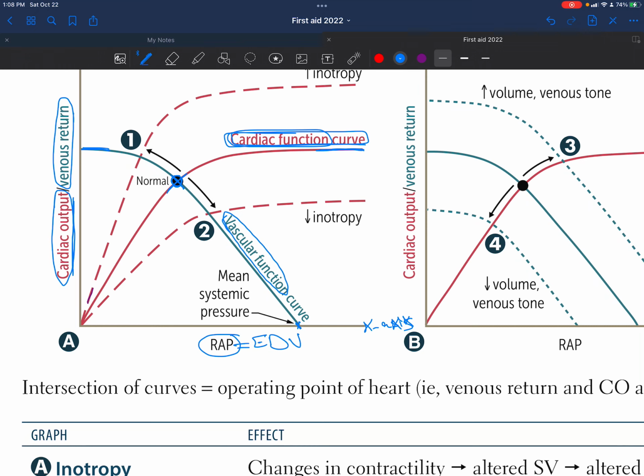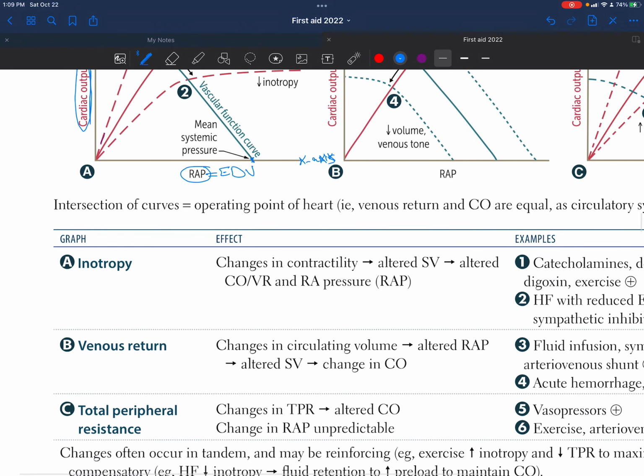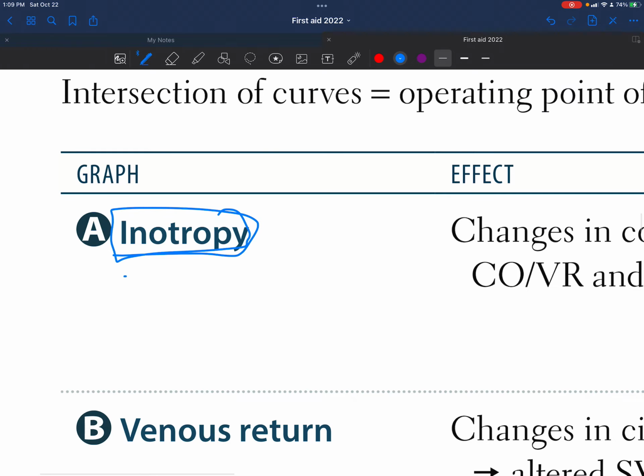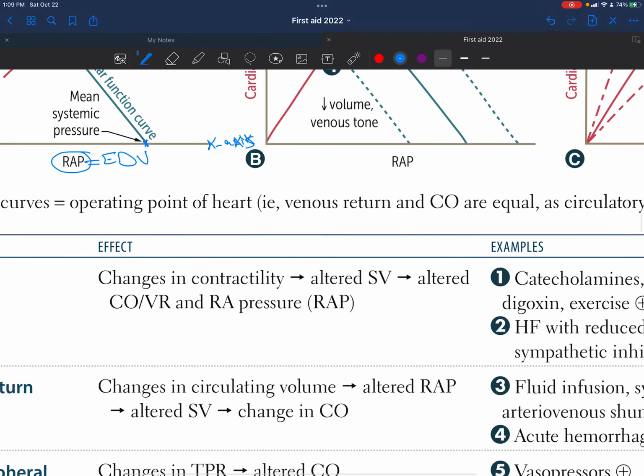So now we're going to make some changes to that person, or that person is going to develop some diseases that are going to affect any of those curves, whether it's the cardiac function curve or the vascular function curve. So let's say we increase or decrease the inotropy. We know that the inotropy is the contractility of the heart.